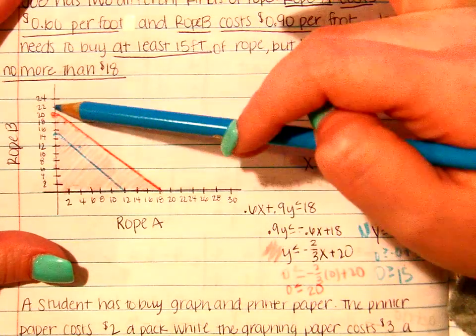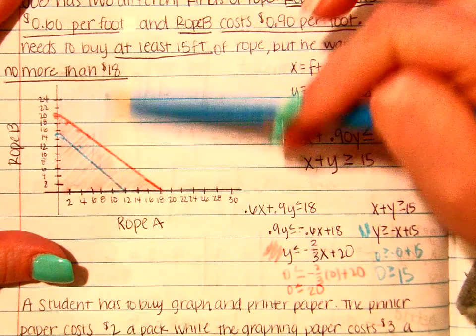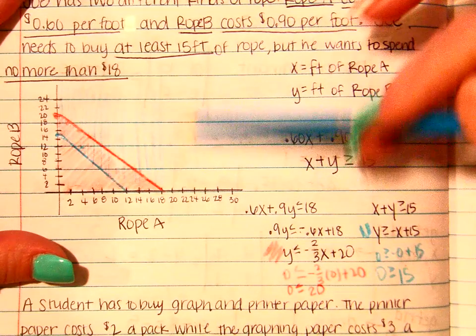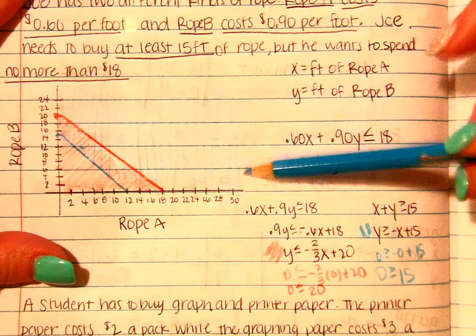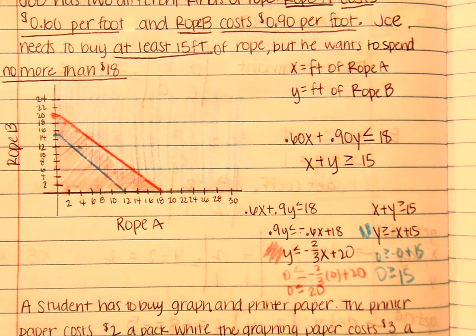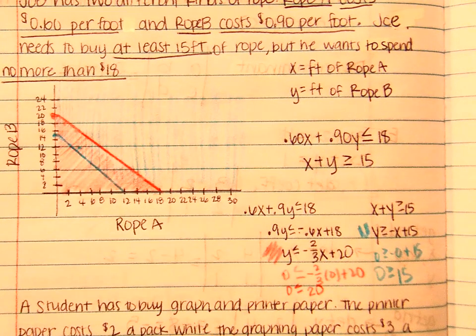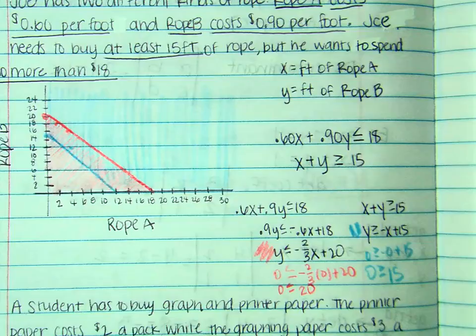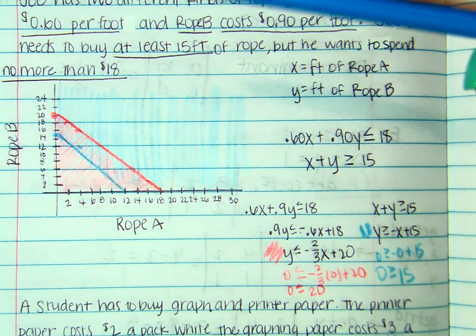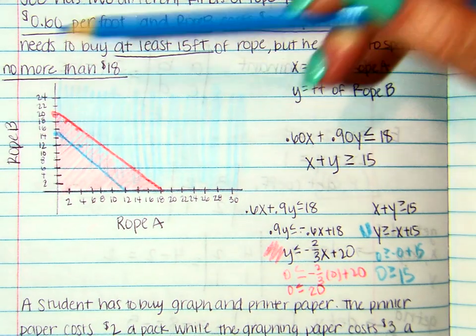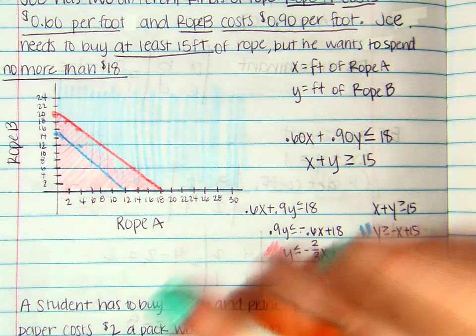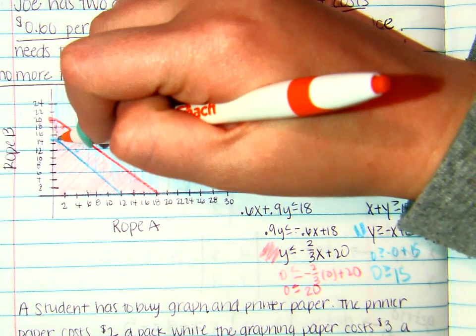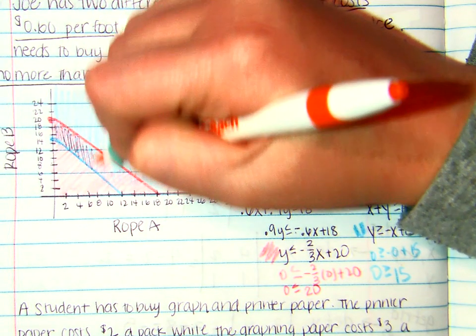Again, we're talking about the amount of rope that he is purchasing, so we don't want to shade like this negative area. I'm sorry, I hope that you all can see that with my lighting. Let me see if I can fix it a little bit better. There we go. So remember, with these inequalities, we are looking for where they are both shaded. So they are both shaded right here. So this would be my solution area for this problem.